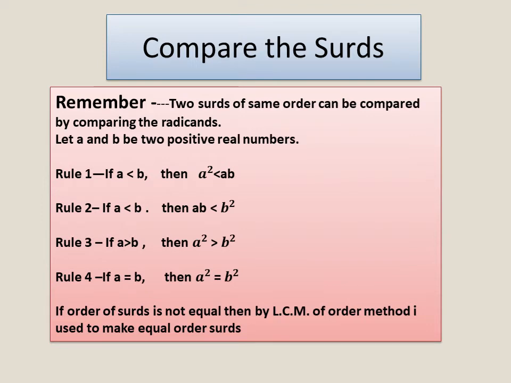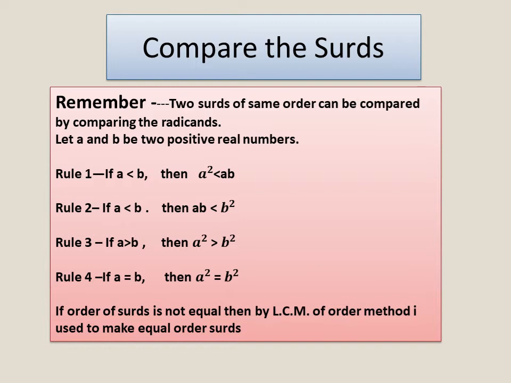Now let's compare the surds. How to compare? Remember first, two surds of the same order can be compared by comparing their radicands. When you want to compare surds, first see whether their order is the same or not. If the order is the same, then only compare the radicand numbers. Radicand means the number under the root. You compare that number and then say whether the first is smaller than the second, greater than the second, or equal.